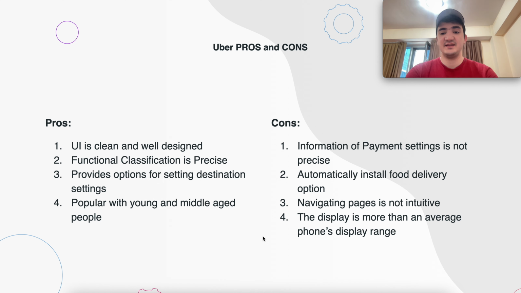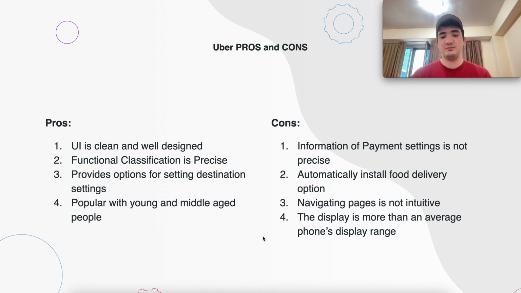Now, the cons of this is that the information of payment settings is not precise. And what they mean by this is that when you're trying to modify your payment settings, it's not very clear. And it kind of goes into another con, which is the display is more than an average phone's range. So with Uber, it gives you too much information to view on a single screen, and you have to scroll through it or go to different pages, and that was a con for users. And some more cons is that it automatically installs the food delivery option, and what that does is it just clutters up and takes away from the ride hailing services because it's another feature just built in on there.